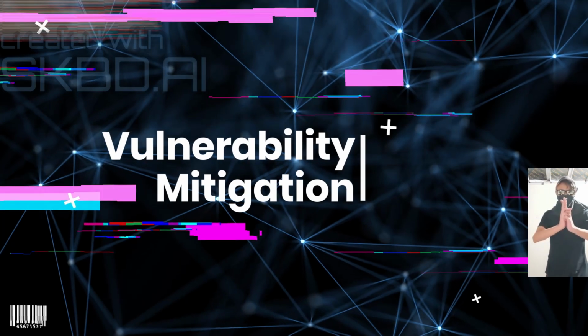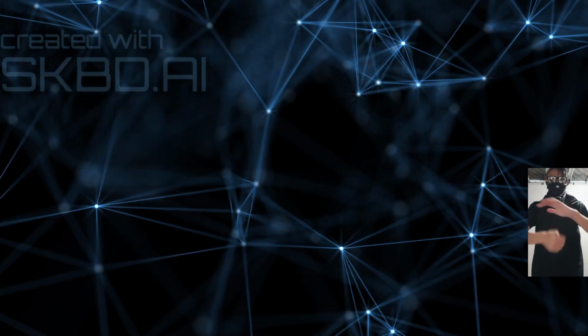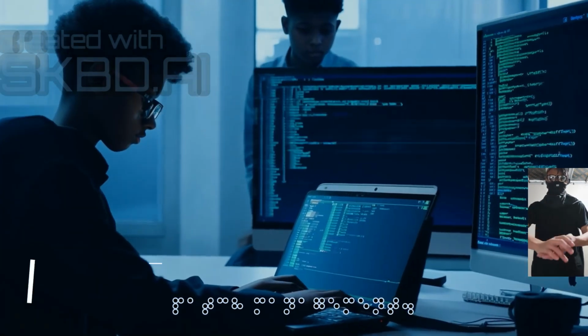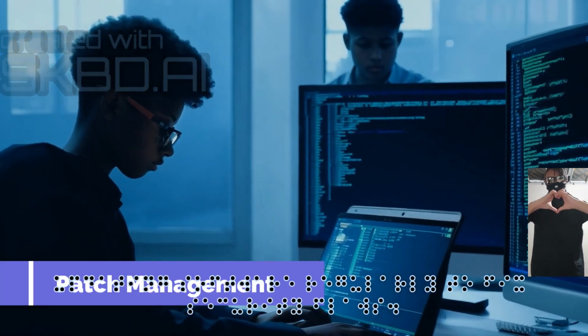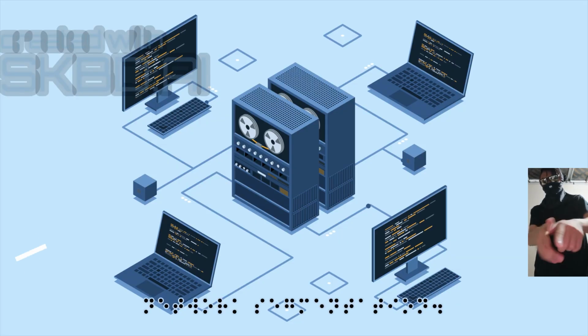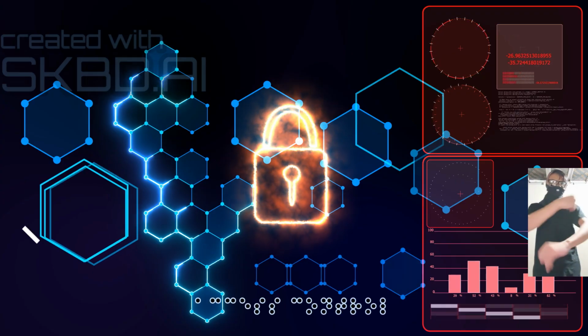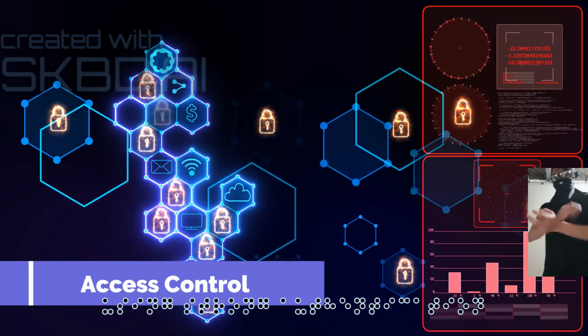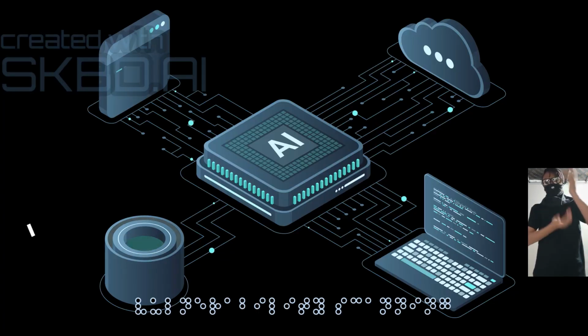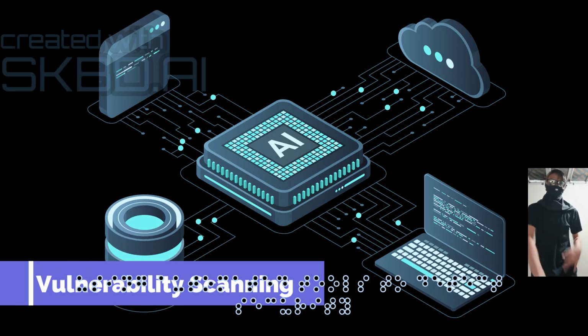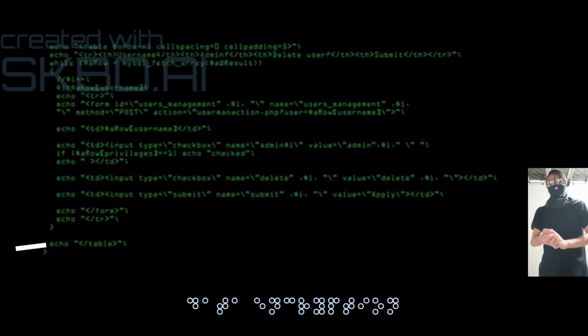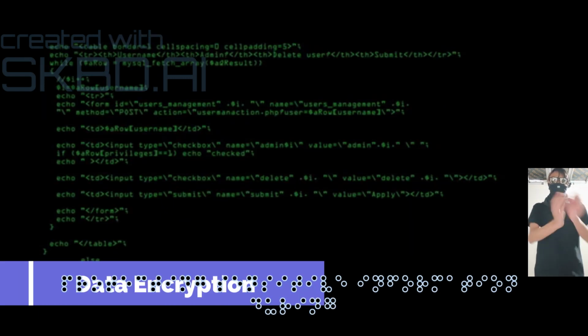Vulnerability mitigation. Vulnerability mitigation is the process of reducing the risks or impact of these weaknesses through security controls and protective measures. Common mitigation strategies. Patch management, updating software regularly to fix security flaws. Network segmentation, dividing networks into smaller sections to limit attacker movement. Access control, using strong authentication and limiting user permissions. Vulnerability scanning, using automated tools to detect security weaknesses. Data encryption, protecting sensitive information during storage and transmission.